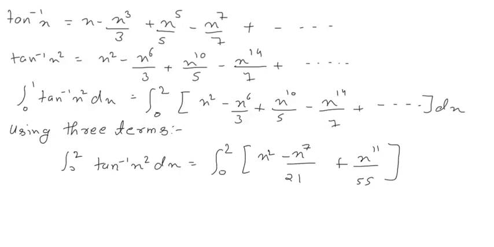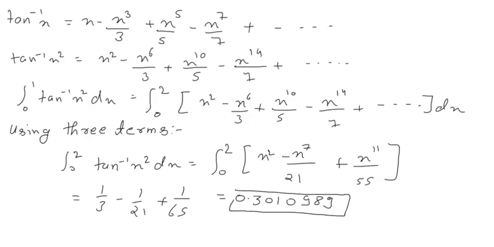Moving further, after putting the limits, upper limit minus lower limit, we can write 1 upon 3 minus 1 upon 21 plus 1 upon 55, which is equal to 0.30101989, the value of the integral of tan inverse x square dx from 0 to 1.